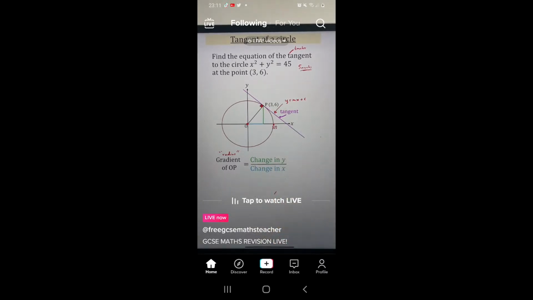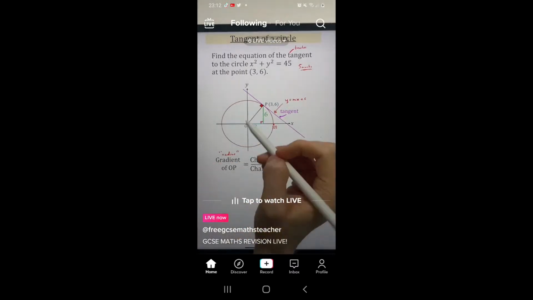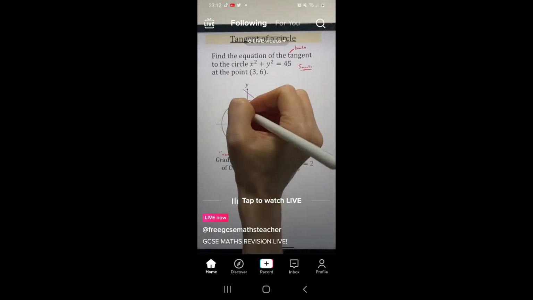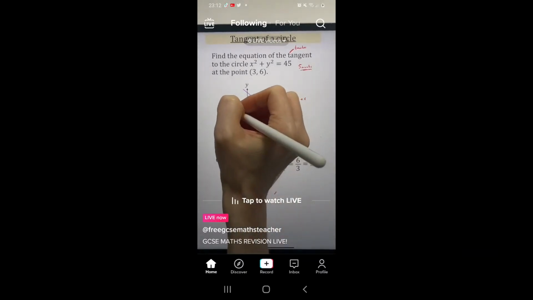Some of you like to draw a triangle. Some of you like to use a formula. I can show you both ways. If you're doing the triangle, change in y is the vertical height over the change in x, which is the horizontal height, because again, that will make a right angle triangle. So in this case, I have 6 over 3, which gives me 2. I now know the gradient of this line here, my m, for this line is 2.